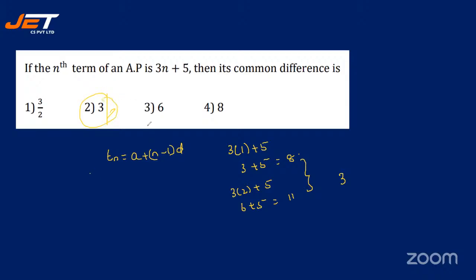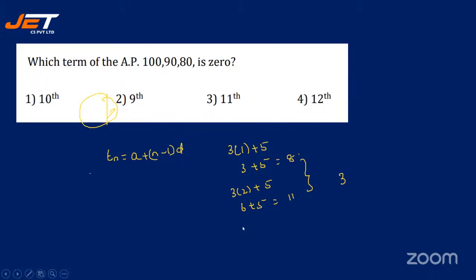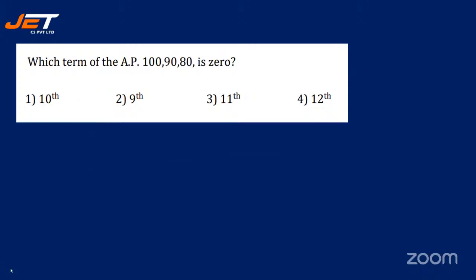A similar question was repeated earlier. So this is how you have to do it. Let's see the answer. Yes, it is correct. So what you have to do is just substitute the values of n as 1, 2, then find the difference. Okay, let's clear this. See the next question.